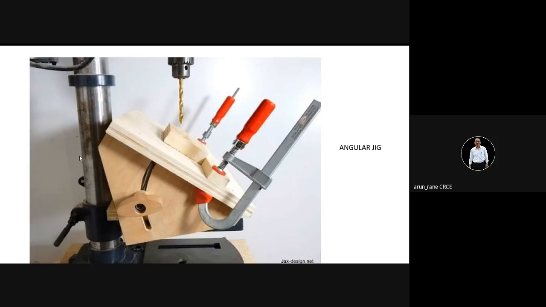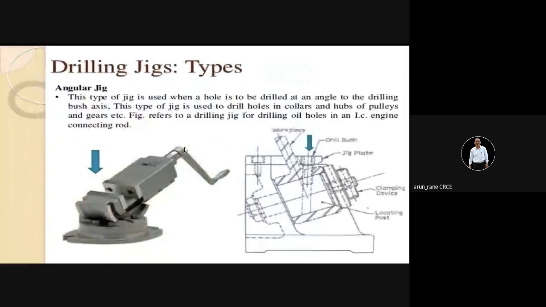Now this is an angular jig. Remember, it is not held in a vise. This is a kind of jig called the angular jig, which is used for drilling a hole at an angle. See, this is a workpiece. So the hole will be drilled at an angle. Angular jig again is a bit complicated, so you can skip that.